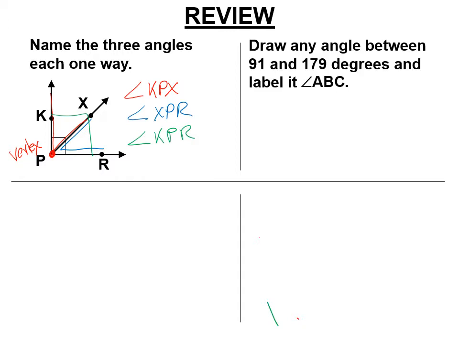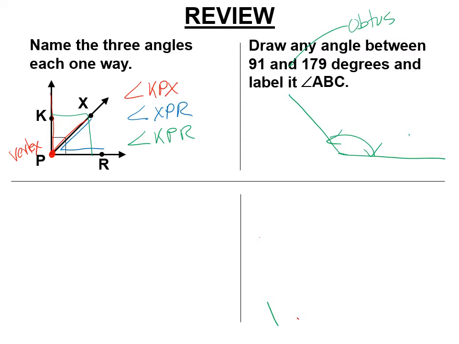Draw any angle between 91 and 179 degrees. In other words, an obtuse angle. So an obtuse angle has to be open more than 90. So here's an easy way to do it. That's a 90-degree angle, right? So it has to be more than that, more open than that. So anything like that is an obtuse angle, between 91 and 179 degrees.